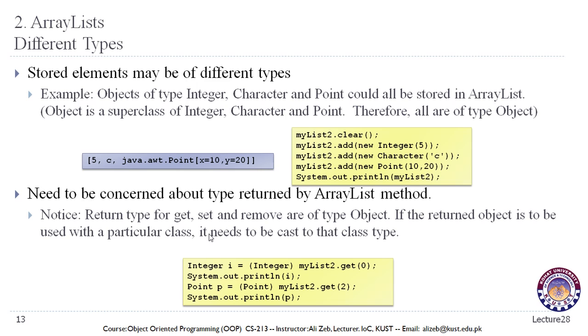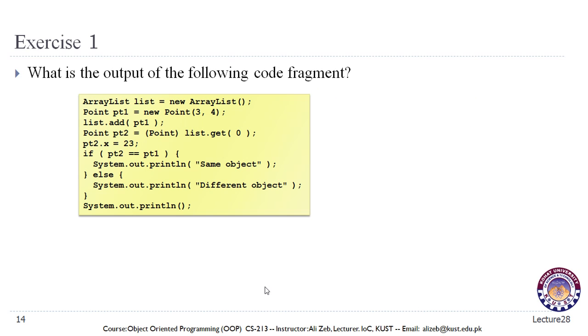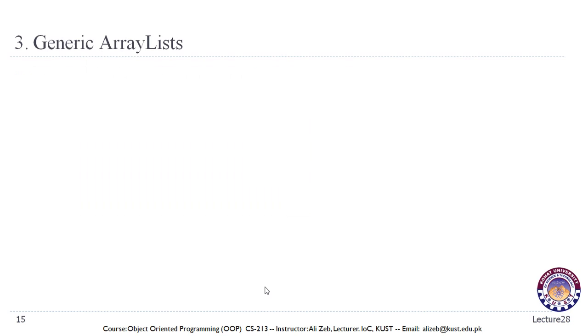So, as we can see, we are using downcasting, where we are converting the object at position 1 into an integer. Similarly, we are converting the object at position 0 into an integer, and we are converting the object at position 2 into a point. So these will be printed as after conversion. You can go through this and try to guess what should be the output of this code.